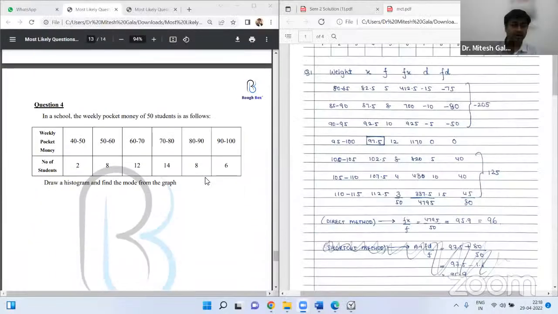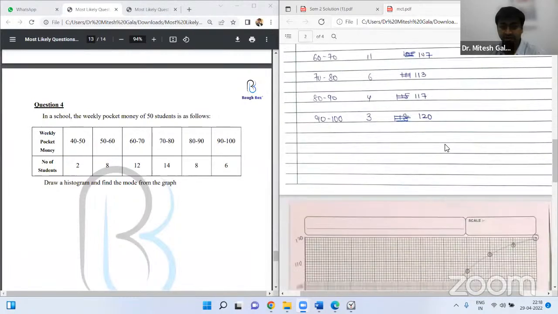Okay. Come on, one histogram. Everybody, find the mode. Let's see if you can calculate it. Everybody, come on.